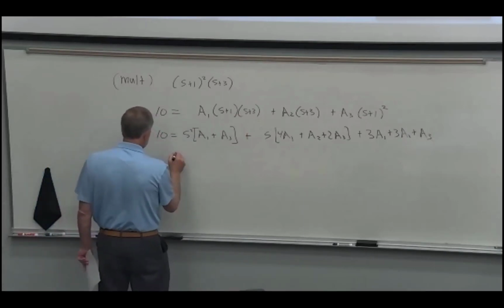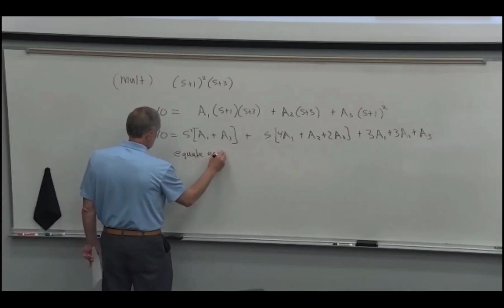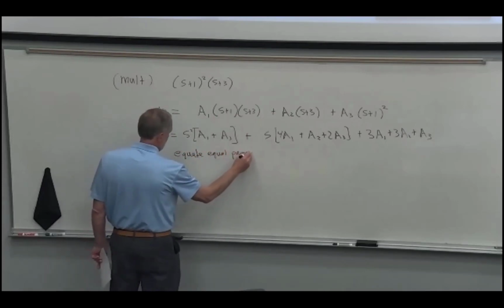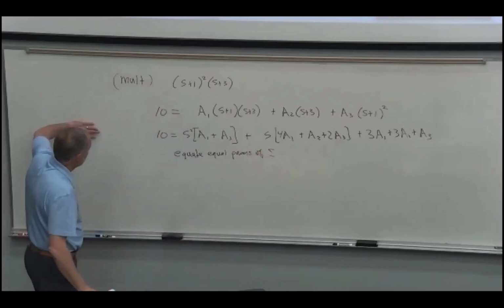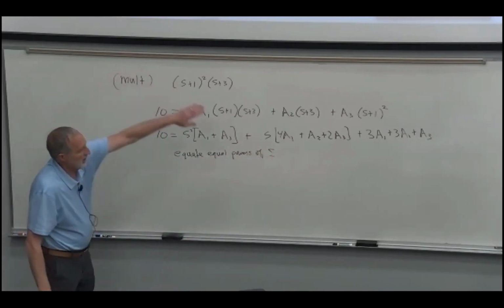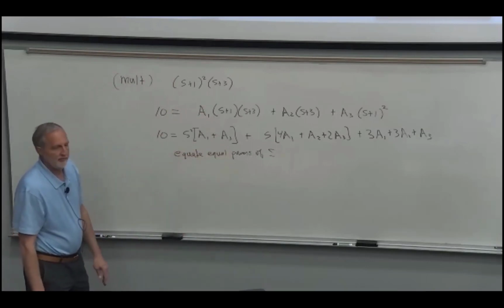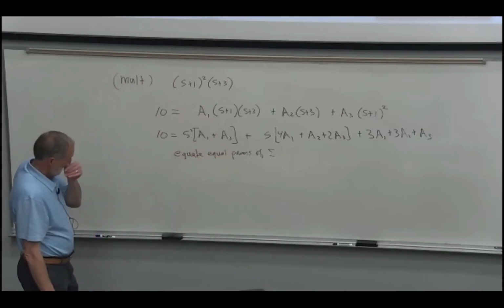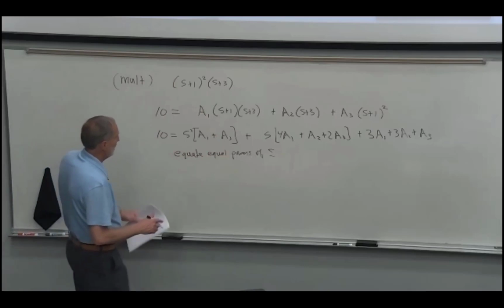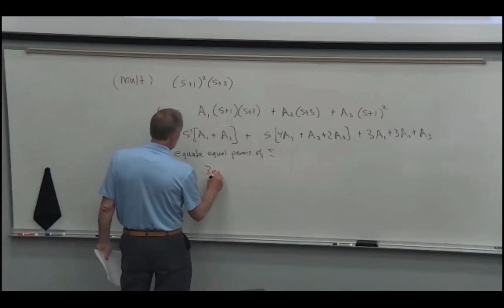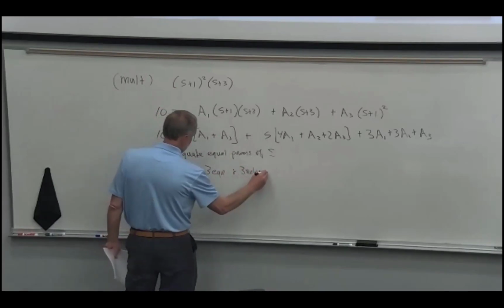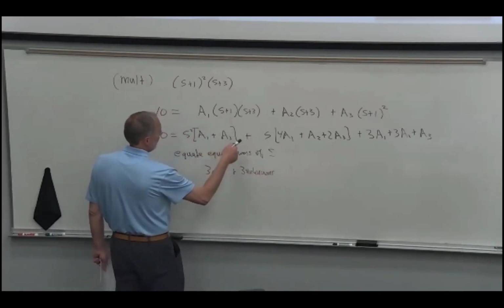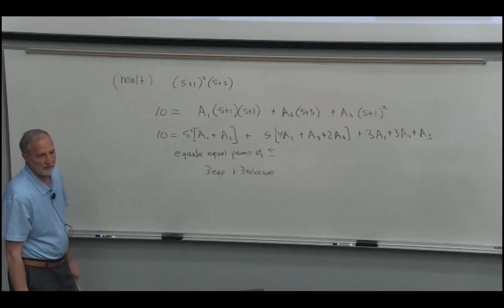And then you equate equal powers of s, because you're saying the polynomial over here has to equal the polynomial over there. That looks like a lot of work, because then we end up with 3 equations and 3 unknowns. You can solve for A1, A2, and A3 that way, which is real straightforward.